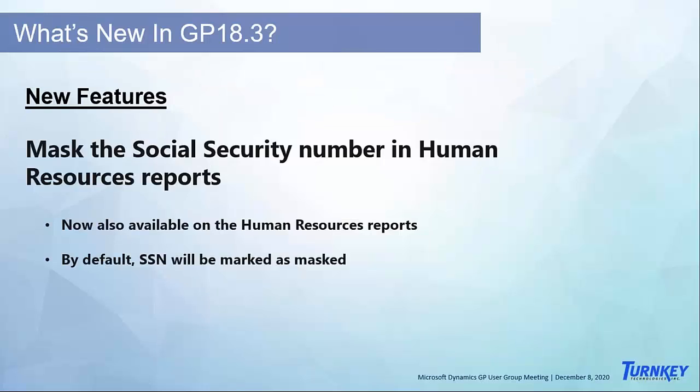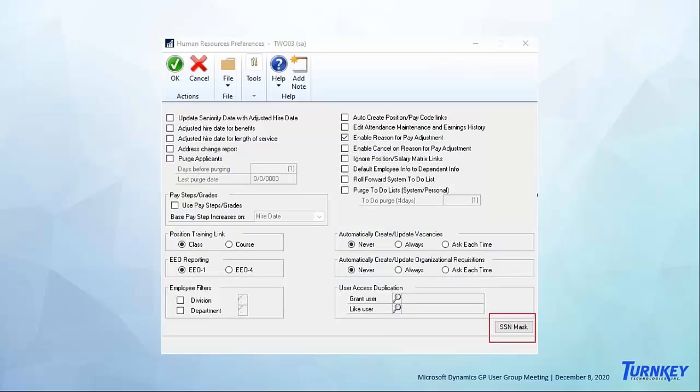Again, by default, it will be marked as masked. So if you do want to turn that on, you would have to go to this SSN mask button and actually turn it off. So again, by default, the SSN mask will be masked, Social Security number. And again, that was available in payroll. This is now available in HR.